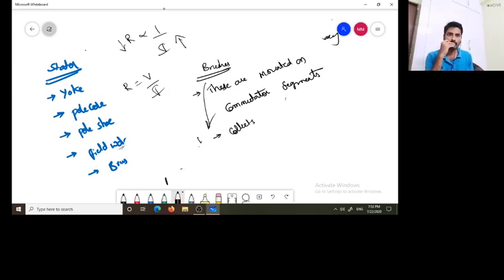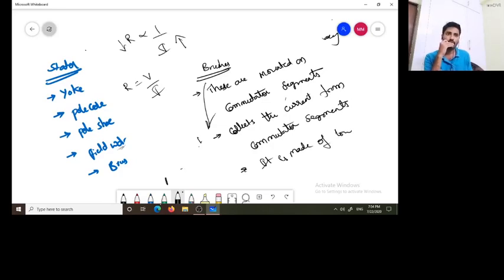It collects the current from the commutator segments, and an important point is that it is made of low resistance material. So this is the brush importance.